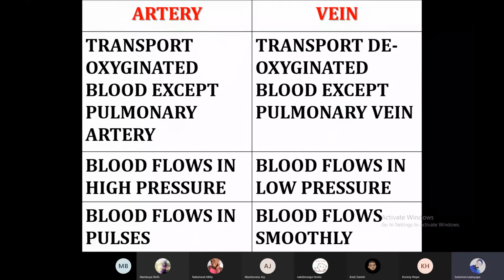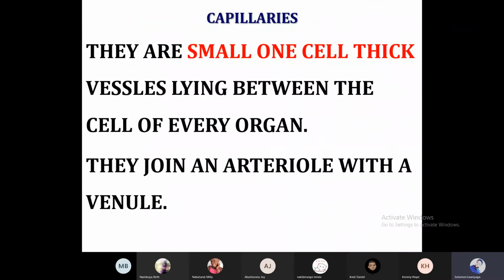I guess not. We are saying in veins, because there's no pulse, blood flows smoothly. Now, we have the intermediate of the arteries and the veins, and that is the capillaries. I said earlier that arteries divide into smaller vessels called arterioles, and veins divide into smaller vessels called venules.